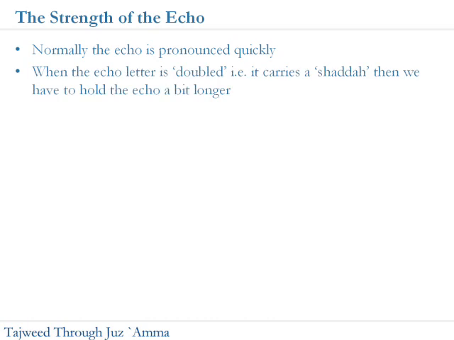Now the strength of the echo itself. Normally when you do the echo, as we've just seen, it's quite quick, like falaq. Okay, however, when the echo letter itself is doubled, i.e. when it carries a shadda, then we have to hold it a bit longer. So let's look at some examples to explain this. So the first one here, we'll just recite it, and the ba at the end does not carry a shadda. So let's listen to the length of the echo.